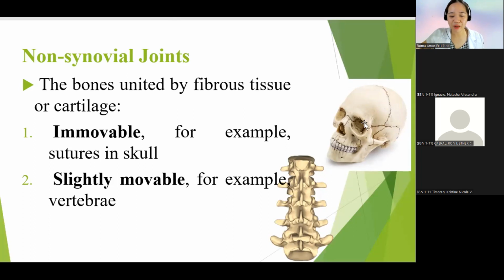Meron tayong mga fibrous tissue or meron din tayong mga sutures in skull, but this one hindi siya nagagalaw. So hindi siya dapat naghihiwa-hiwalay unless meron kang trauma, may injury, meron kang nagkaroon ng accident, saka lang baka magkaroon ng moving. But for example, your vertebrae, yung nasa likod mo, no? Nasa likuran natin ng ating spine, these are slightly movable. Bakit? Kasi nakakapag-bend tayo, nakakapaggalaw tayo, nakakasayaw tayo. So these are supposed to move. But this one, as an example, they do not move.